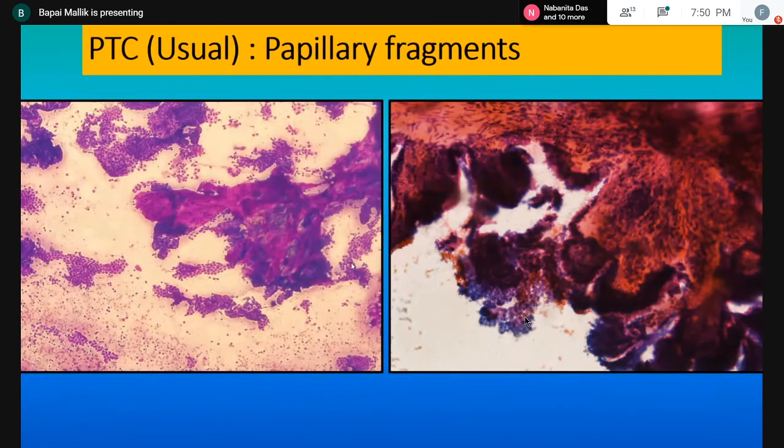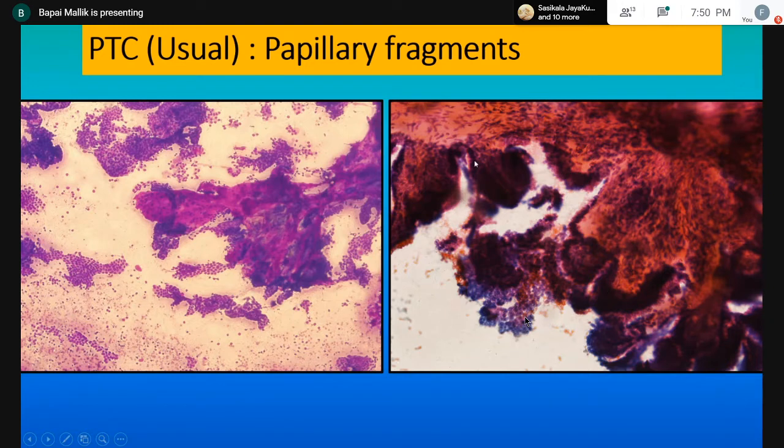So let's look at some of the slides. So this is the papillary thyroid carcinoma, the usual type, a low power view, and you see the classic arrangement of papillae with cells coming out of the papilla. And here you have the fibrovascular core, and you can see here are the cells.